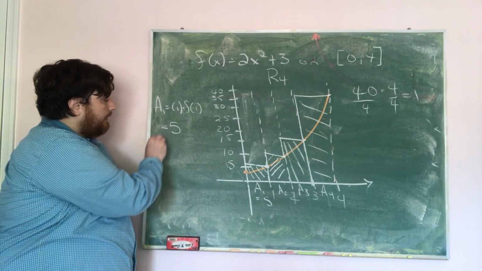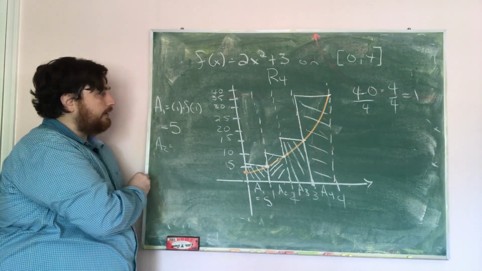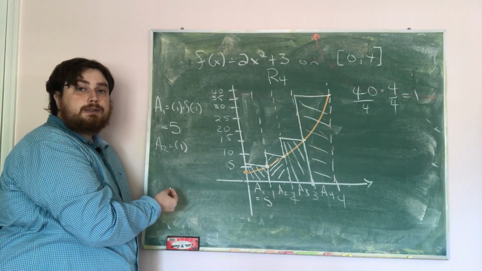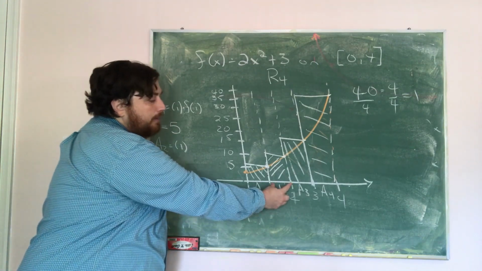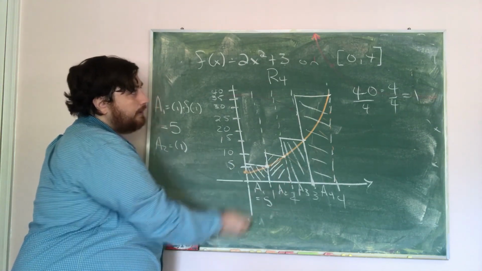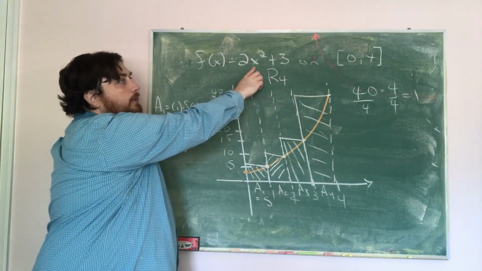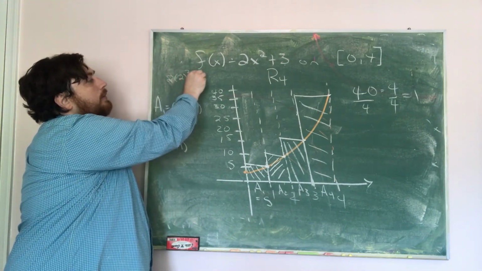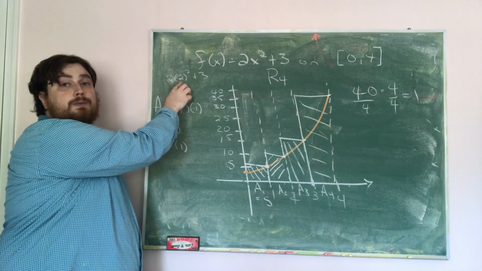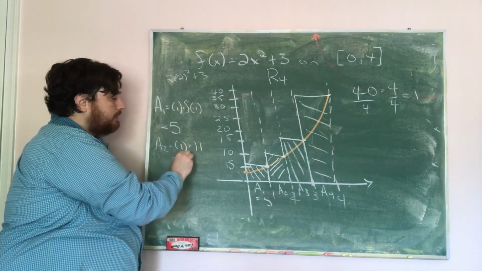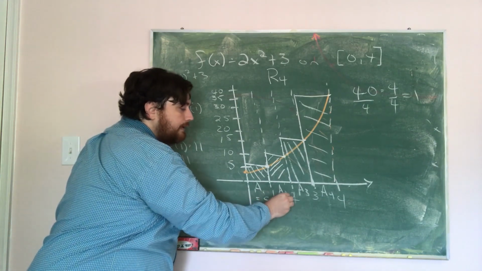Now I can do the same thing for the second rectangle. Area 2 is going to be, well, the width is still 1 because each of the widths is the same, but now the height is found by plugging 2 into the function, because that was the right endpoint of this subinterval. If I plug 2 in, I get 2 times 2 squared plus 3, which is 2 times 4 is 8, plus 3 is 11. And so 1 times 11 is just 11, so this area is 11.